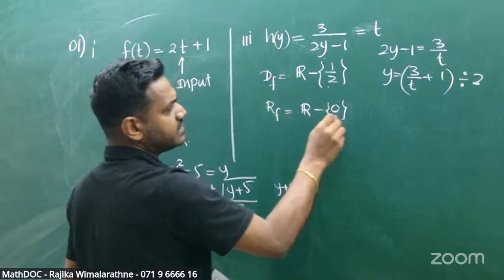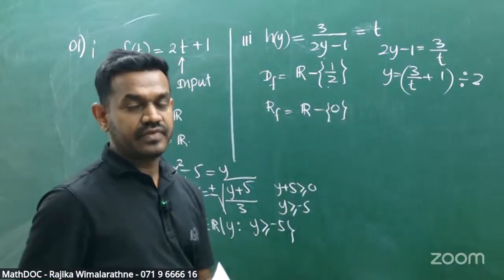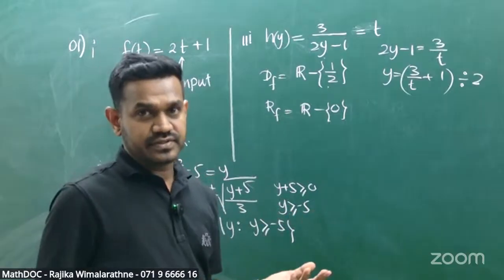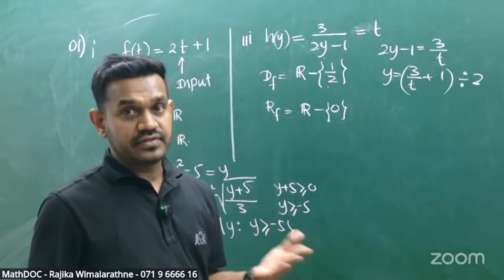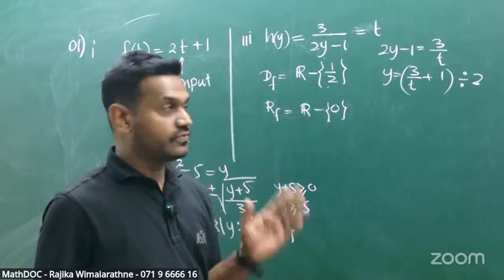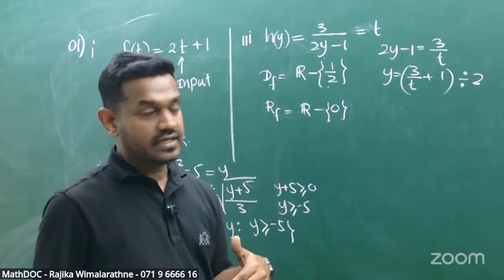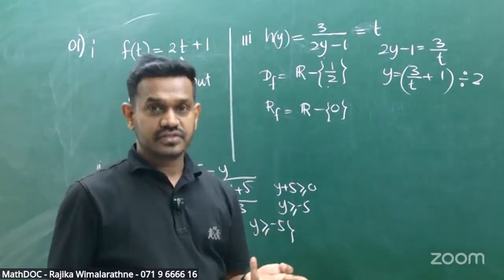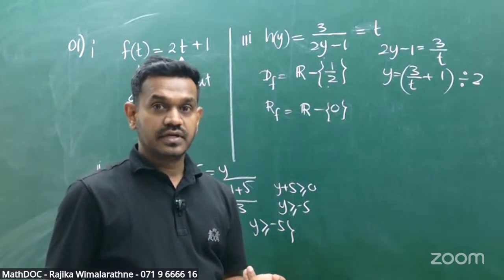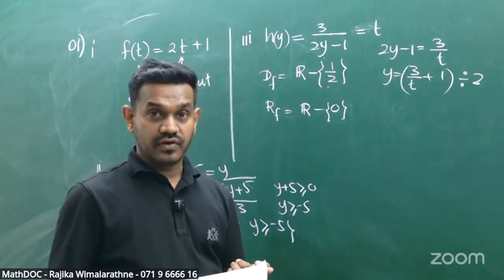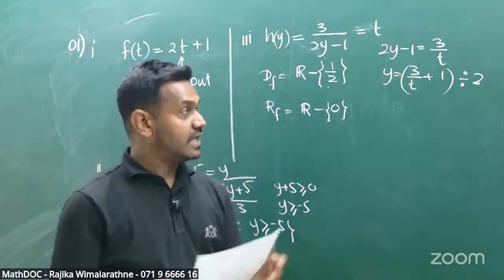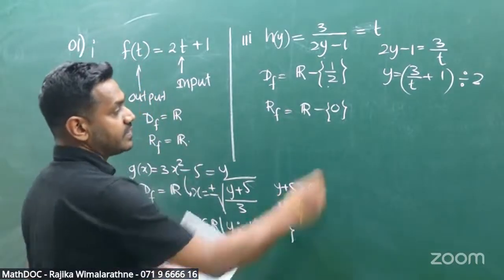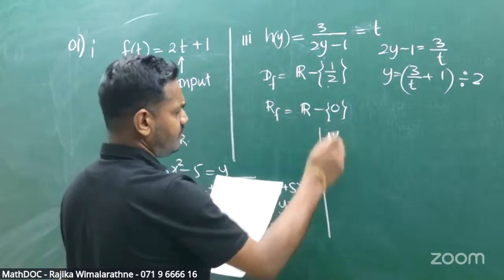Here is the range. So remember, when finding the domain, you have to think about input values. When you find the range, you have to think about output values. Then to find output values, you make x the subject and think with 3 conditions. That is, no denominator can be 0, within a square root must be non-negative, within logarithms always positive. That is question number 3. Okay, check your answers.